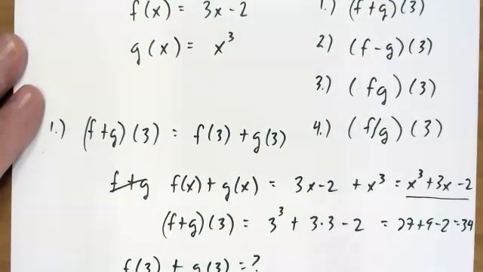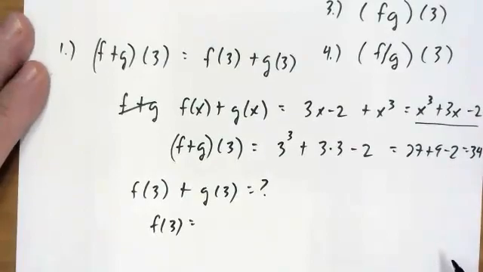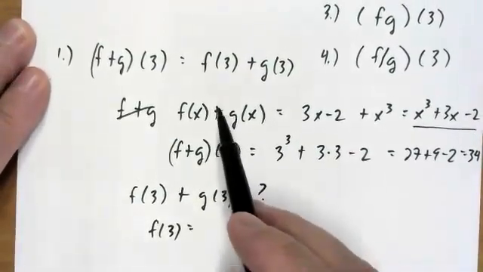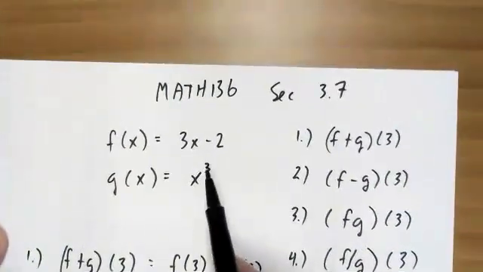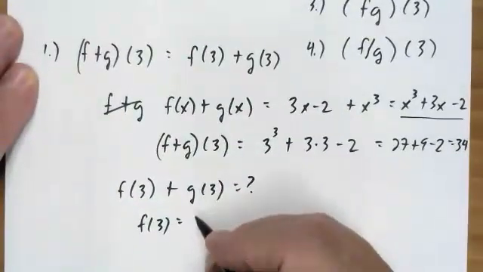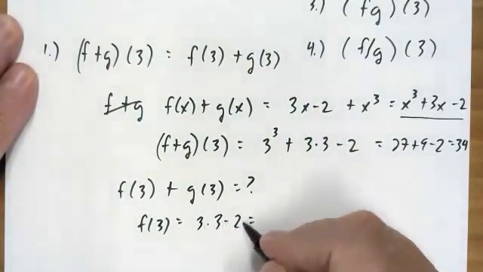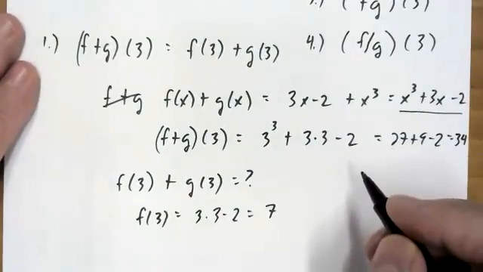This should be the same as this. So f of 3, I simply take my f function, which is way up here, 3x minus 2. I plug in 3 for x. 3 times 3 minus 2. 9 minus 2 is 7.